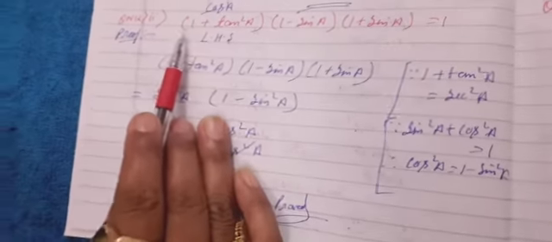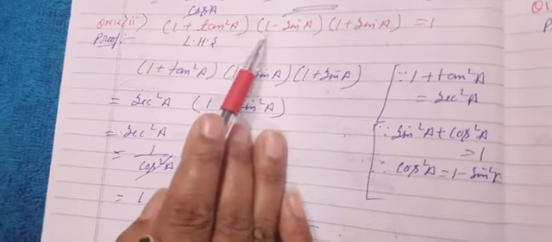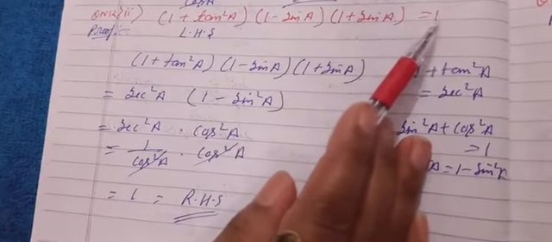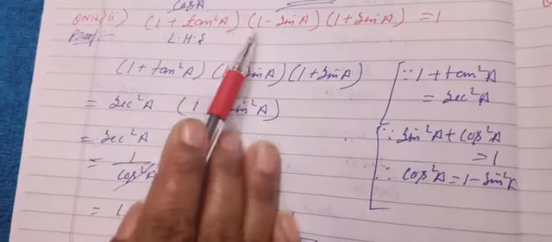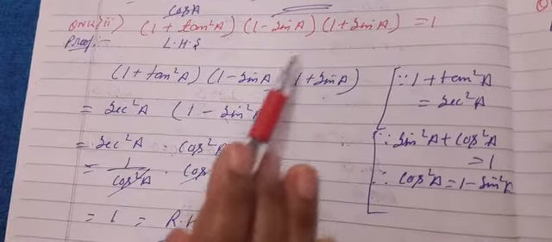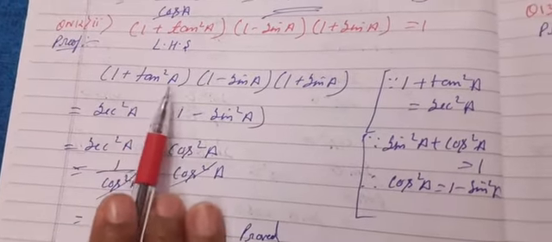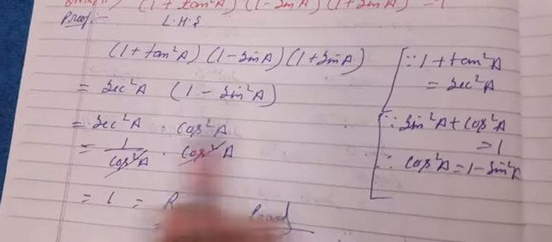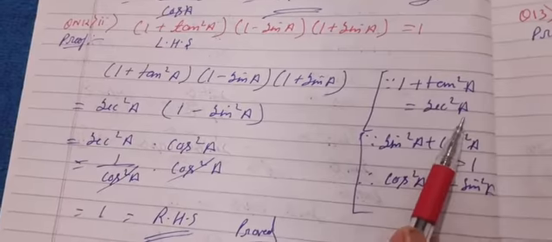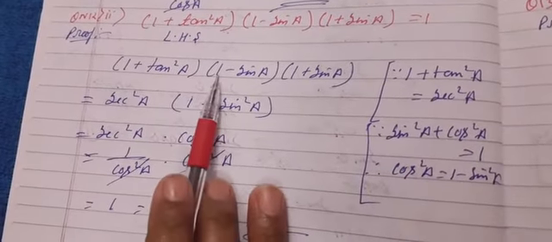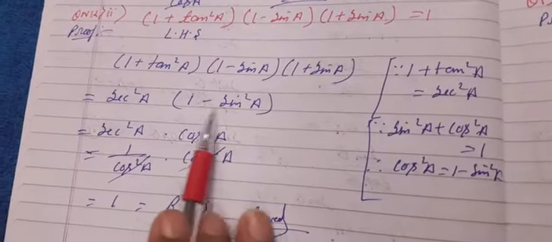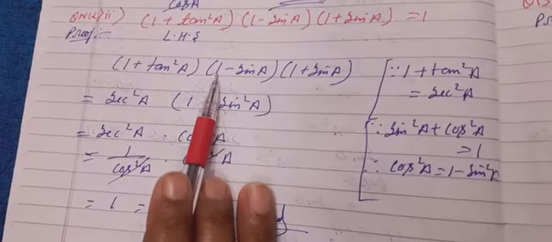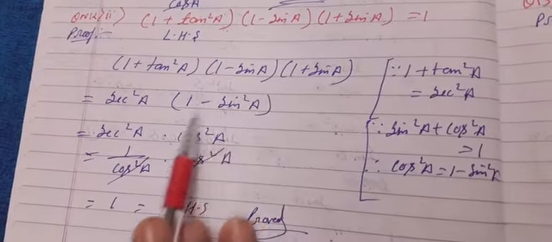Now let's see question number 12, second. We have to prove that (1 plus tan square a) into (1 minus sin a) into (1 plus sin a) is equal to 1. So we are going to start from LHS: (1 plus tan square a) into (1 minus sin a) into (1 plus sin a). Instead of writing 1 plus tan square a, we can write sec square a, because that is the formula. 1 plus tan square a is equal to sec square a, and you have to show all these identities also. And (1 minus sin a) into (1 plus sin a) means (a minus b) into (a plus b), that is a square minus b square. So here in place of a there is 1 and in place of b there is sin a. So it is 1 minus sin square a.